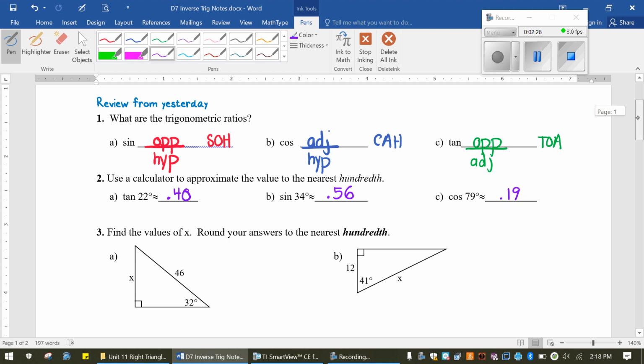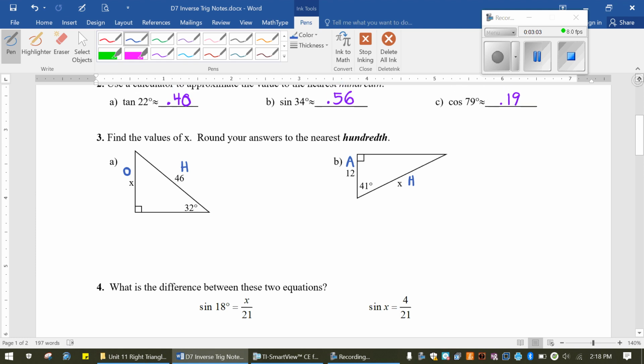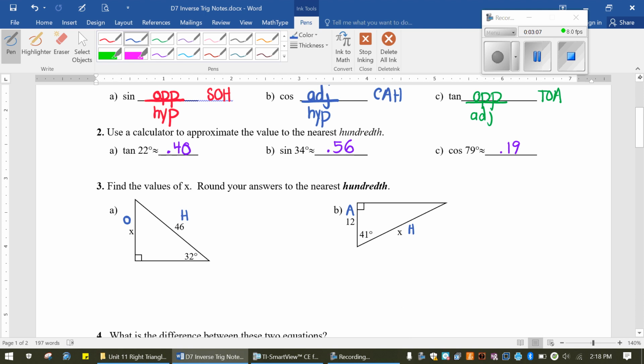All right, so then we're going to put those 2 things together and review solving for a missing side. What we did on yesterday's notes is we took a look at our angle and labeled which sides we had from that perspective. So for 32 degrees, x is the opposite side, and 46 is the hypotenuse. And for letter B, from 41 degrees, 12 is the adjacent side, and x is the hypotenuse. Remembering what our 3 trig functions are, for number 3, this is opposite and hypotenuse. That would be sine.